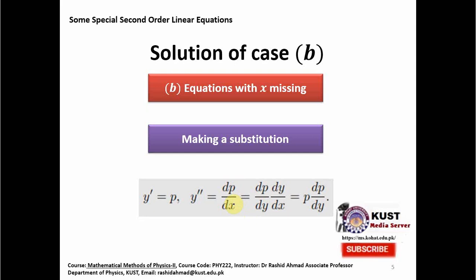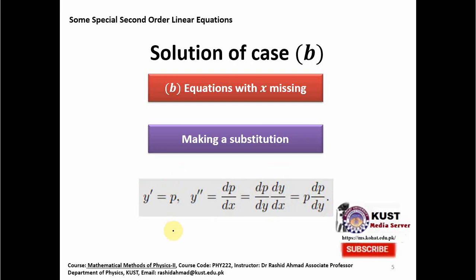So that's the problem. But since we know the chain rule, we can use it. In the chain rule, we know that p is a function of y, because y is there since x is missing. So we differentiate p with respect to y, and since y is a function of x, after all the whole equation is a function of x, so using this chain rule and putting dp by dy equal to p from the first substitution, we get y double prime equal to p dp by dy.